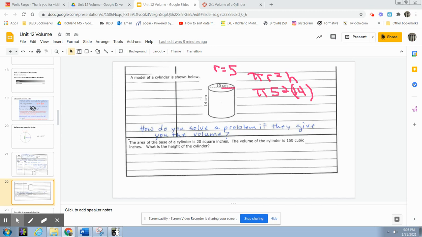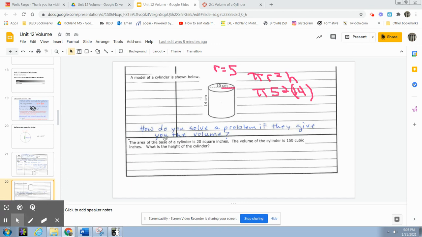Hold on just a second as my mouse is not clicking correctly. Hold on a second. Okay, there we go. Got it to work.